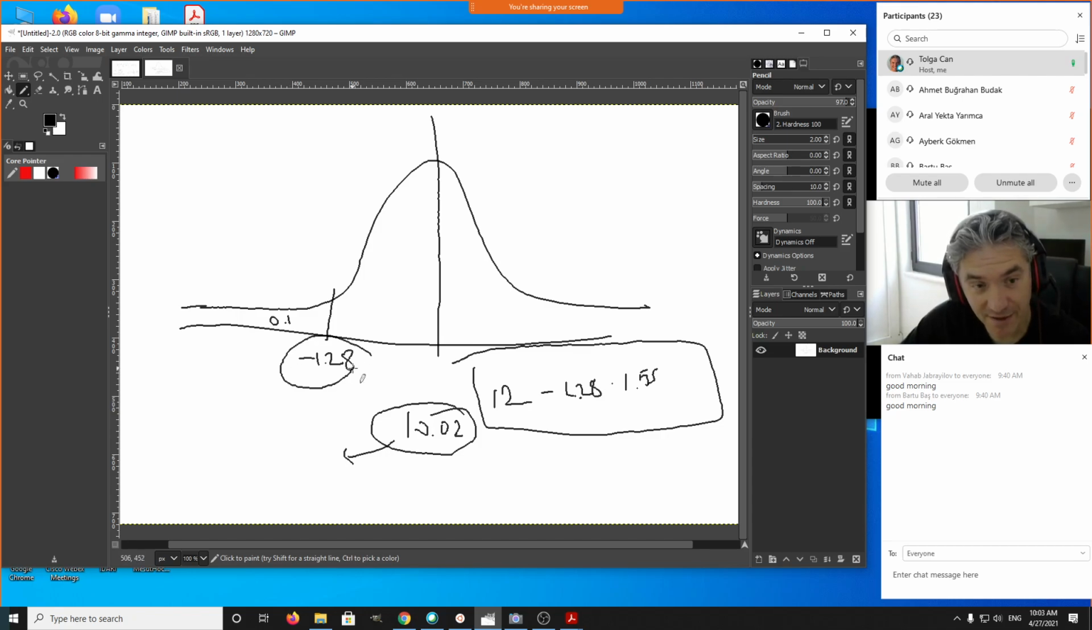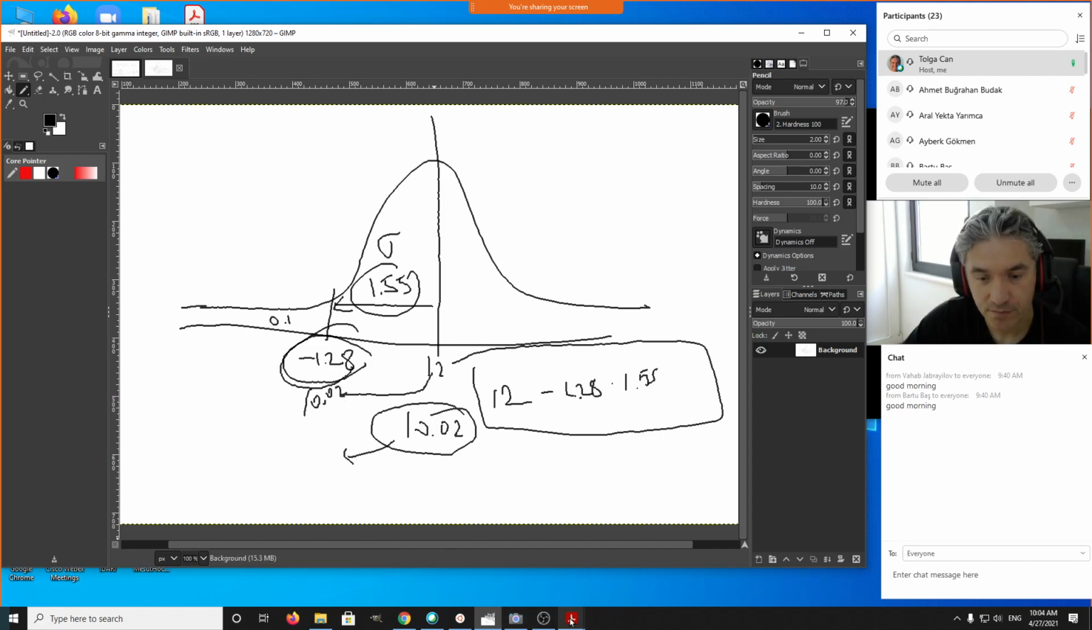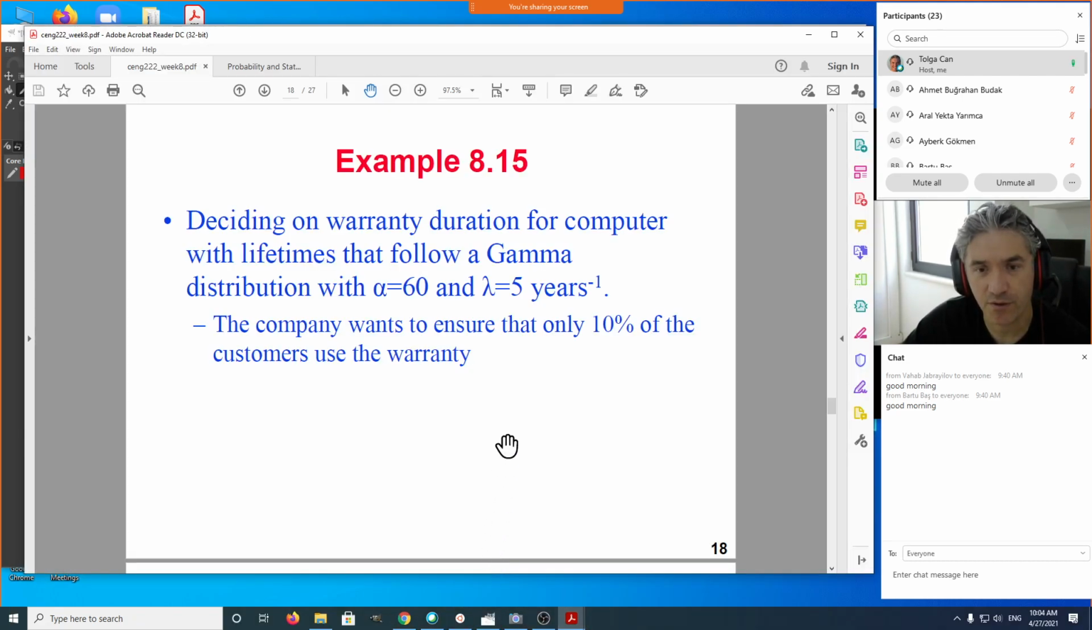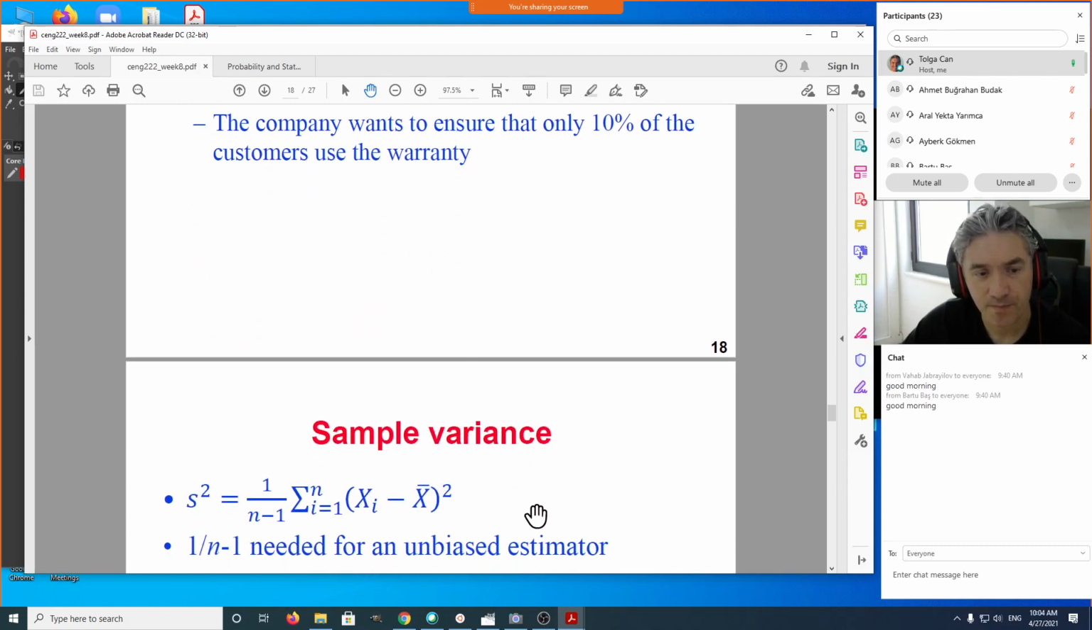So the standard z for 10%, we know that is minus 1.28. We apply this to our variable. So we have to go 1.28 standard deviations below the mean, where the mean is 12 and this time the standard deviation is 1.55, to get ourselves this 10.02. So this uses the central limit theorem to solve this question.